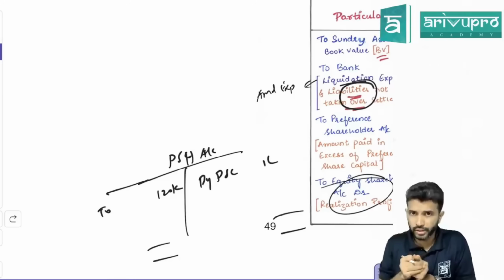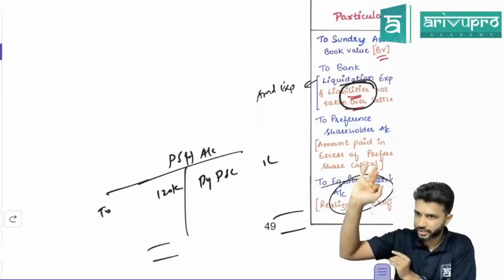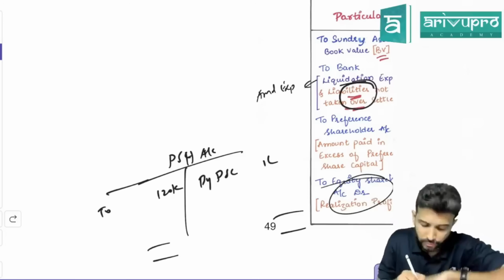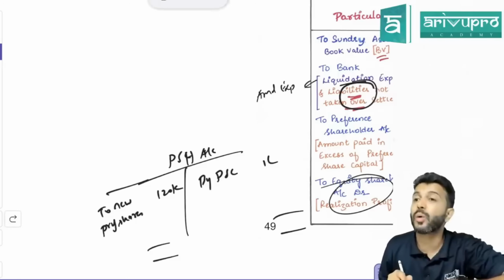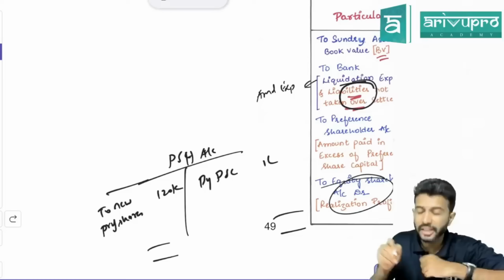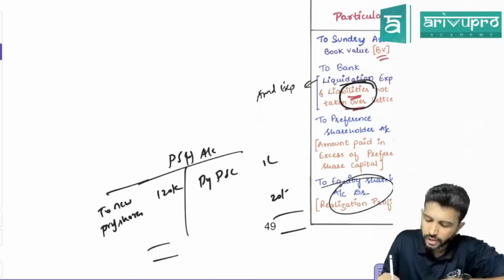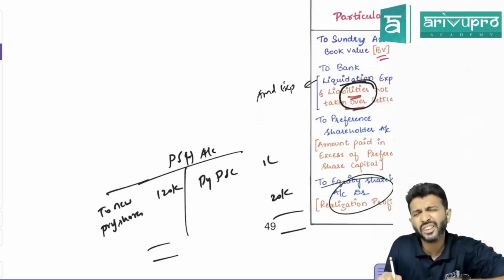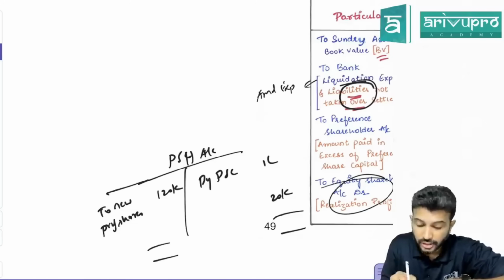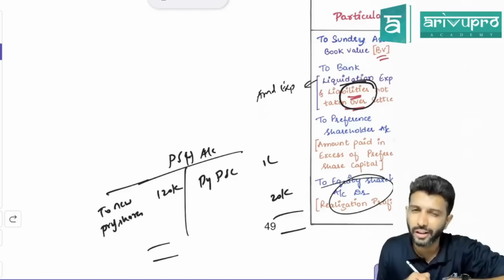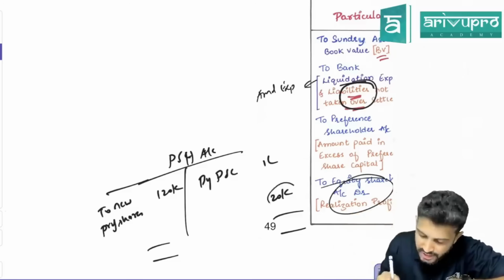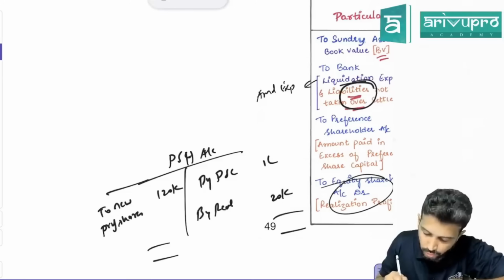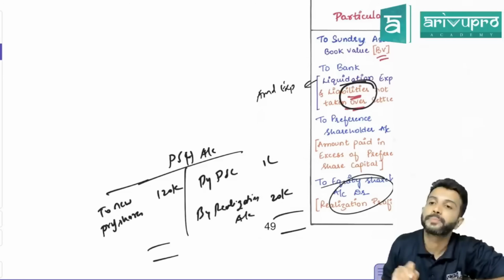Let's say preference shareholders got some new preference shares. They did not get cash, they got some new preference shares. But the worth of the preference shares is how much? 1,20,000. Possible? Ledger matching? No. How much difference? 20,000. Correct? So this is a gain for preference shareholders. But for equity shareholders, it is a loss. So this balance of 20,000, you will transfer to the realization account.